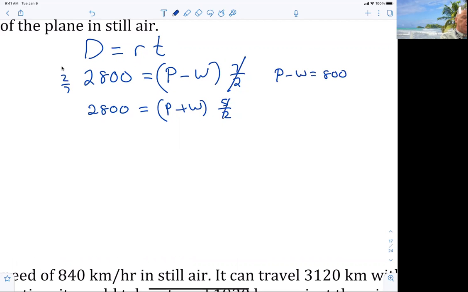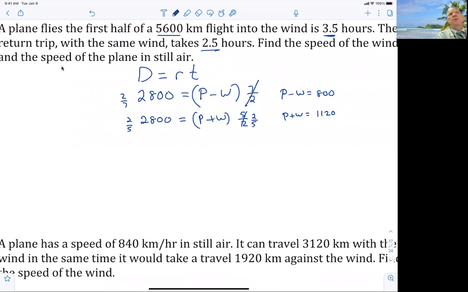800. And the same principle over here, 2/5, 2/5. All right. And so now the plane plus the wind is equal to what? That's what I got. 1120. 5,600 over 5, 1120. Yeah. Is everybody okay with that? Anybody have any issues with distance, rate, and time problems? Yes, good for you.